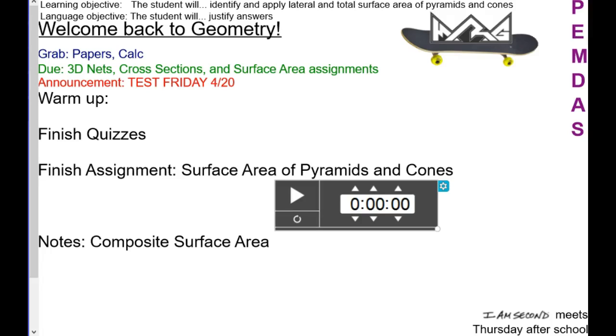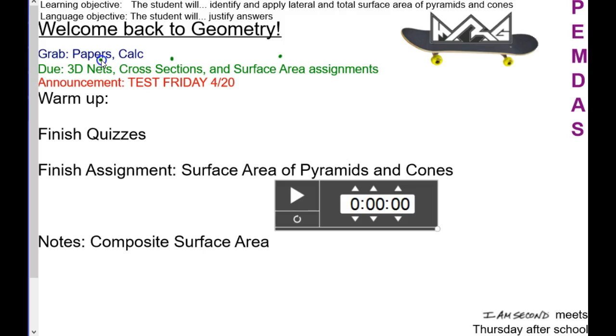Okay, so you see on the board that we have things that are due. Actually, there's more than these things that are due. You have obviously 3D net, cross-section, surface area assignments. There's 2 of them, right? So there's the one from 4.6 that was prisms and cylinders, and the one from 4.13, which was Friday. We just got done working on it, the one that's on pyramids and cones.